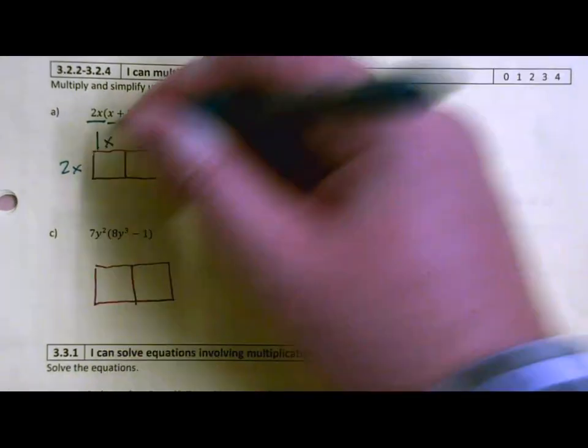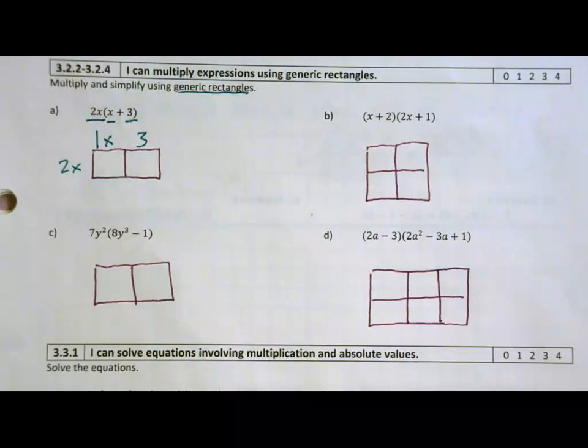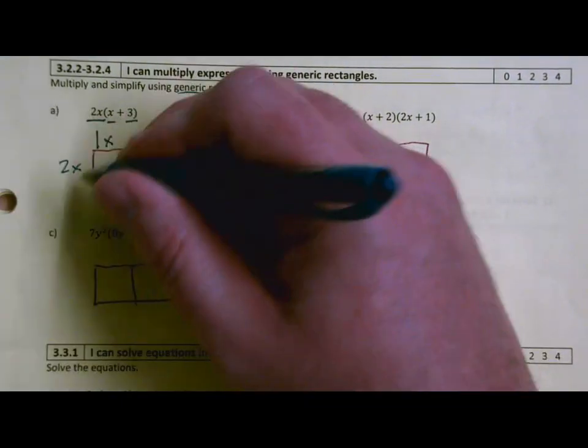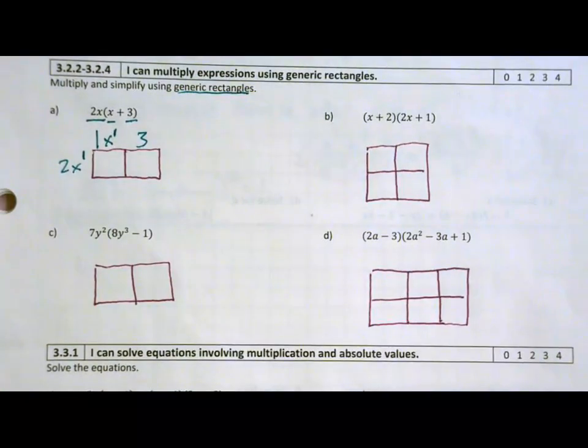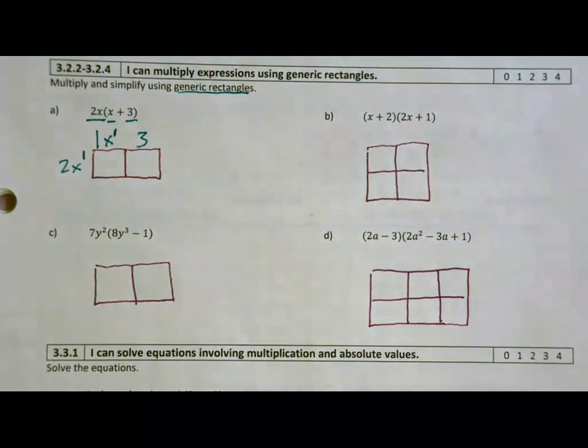I think it's often helpful to put coefficients on things that don't have coefficients. I'm going to put a 1 in front of that x. There's an invisible 1 there. I'm just writing it in. I'm also going to put exponents on my x's. They don't have anything written, but that means it's a 1. So we'll just write that in. So the work part is to fill out the inside of the rectangles, and we do that by multiplying.